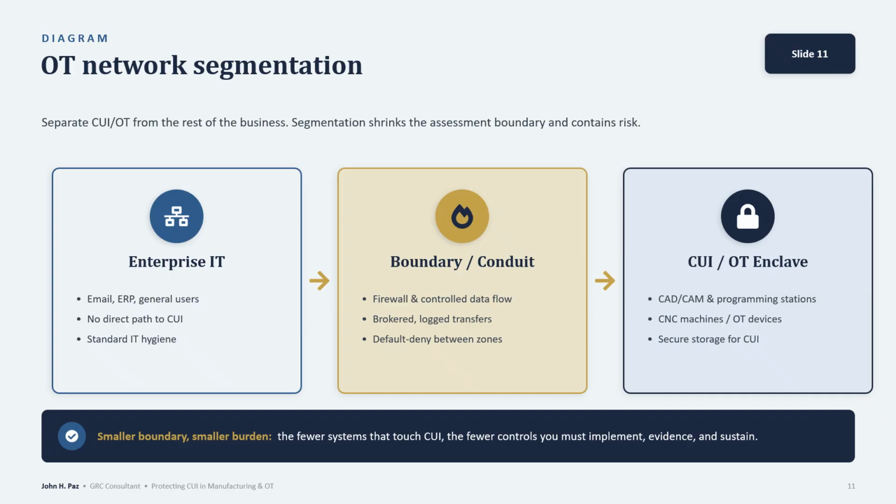Segmentation is the highest leverage architectural move. On the left is enterprise IT, email, ERP, general users, which should have no direct path to CUI. In the middle is a controlled boundary, a firewall and brokered logged data flow with default deny between zones. On the right is the CUI and OT enclave, where the CAD and programming stations, the CNC machines, and secure storage live. The smaller you make that enclave, the fewer controls you have to implement and prove.